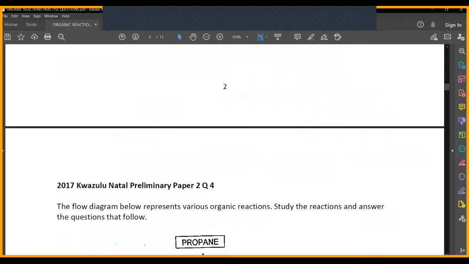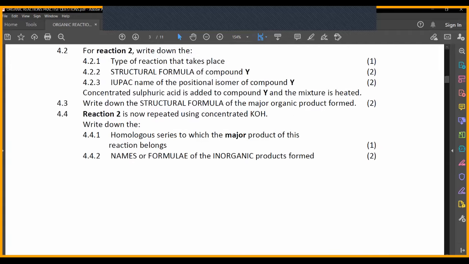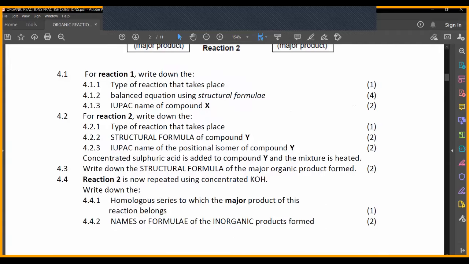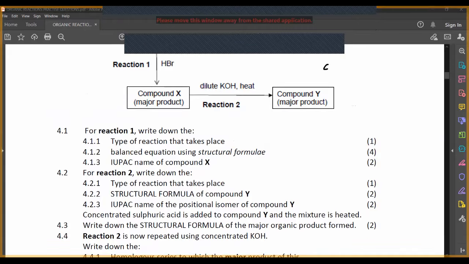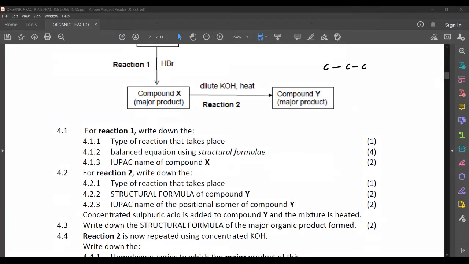Right, let's go to my next question there. Okay, I moved too fast here. There you are. For reaction 2, interesting. Let me just have compound X close by so that at least everything of mine is fine. So compound X is 2-bromobutane. I need him close by there.